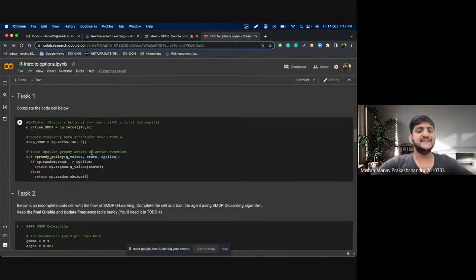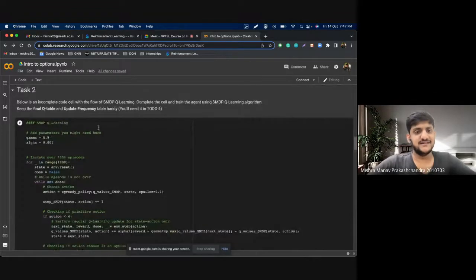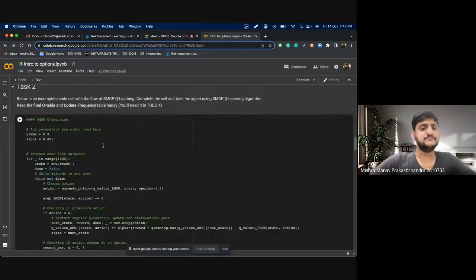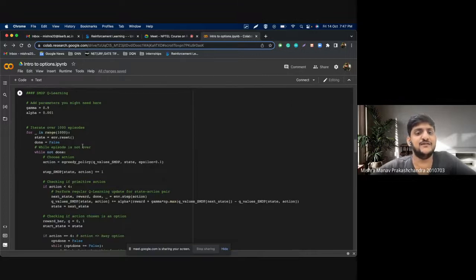And then this is the epsilon greedy selection policy. I select a random number between 0 and 1, and if it is greater than epsilon, I take np.argmax. Otherwise, I do np.random.choice. And this is the Q learning algorithm. The parameters I'm using are gamma 0.9 and alpha 0.001. Alpha is the step size parameter. I iterate over 1,000 episodes.